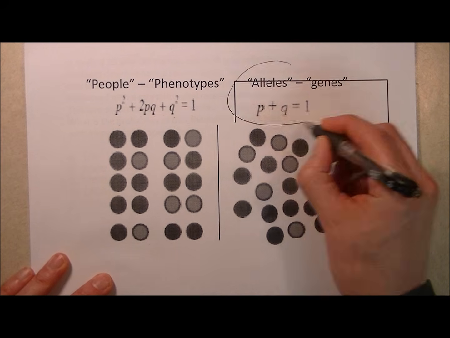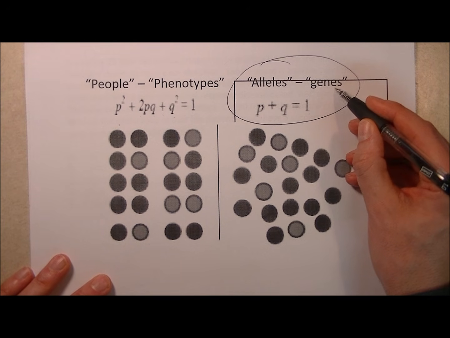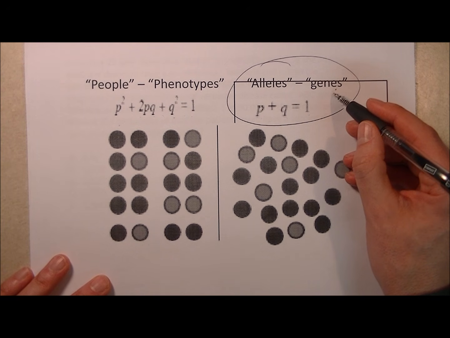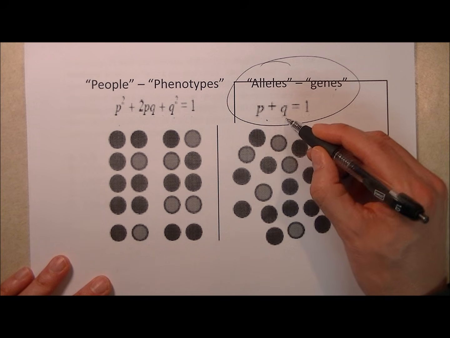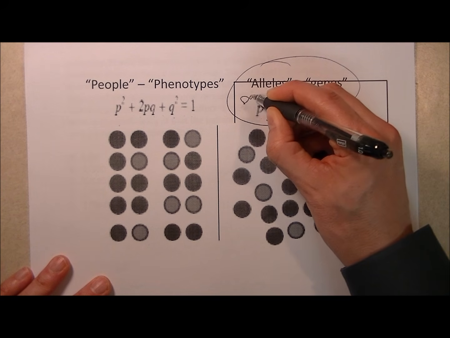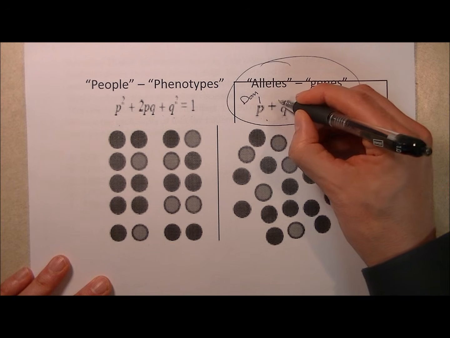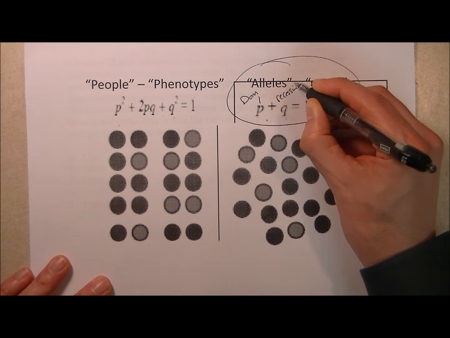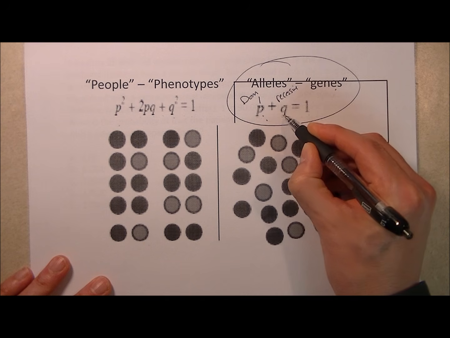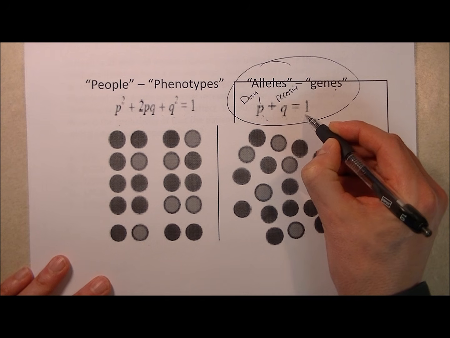So this formula here is just the alleles and the genes. If they talk about a gene for a certain thing, they're talking about this p plus q. Now p, you always have to know, is associated with the dominant. Q is going to be the recessive, and these are just alleles. And if I add the dominant plus recessive in society, it should equal 1. You've got to know it.